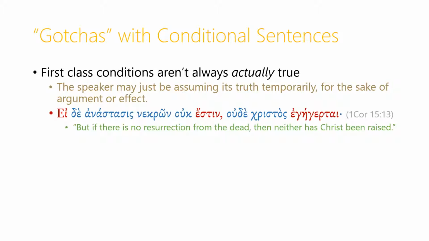Why? Because that's what his audience thinks. So he's saying, all right, if I grant for the moment that there's no resurrection from the dead, what would the outcome be? Well, then there would be the reality that Christ could not be raised either. And so just because we have a first-class condition doesn't mean that in reality the condition is actually true. It just means that it is being treated as true, being treated as something that you can take for granted, at least for argument's sake, and at least for the moment.